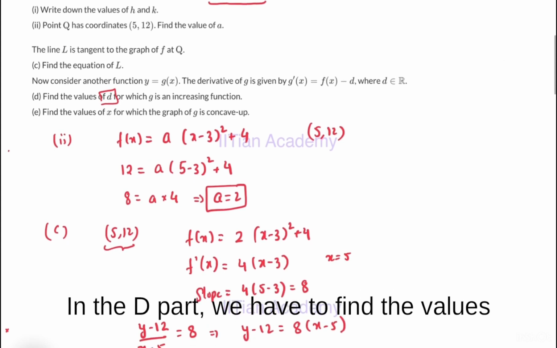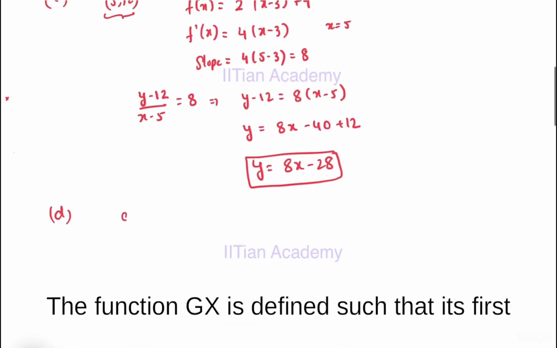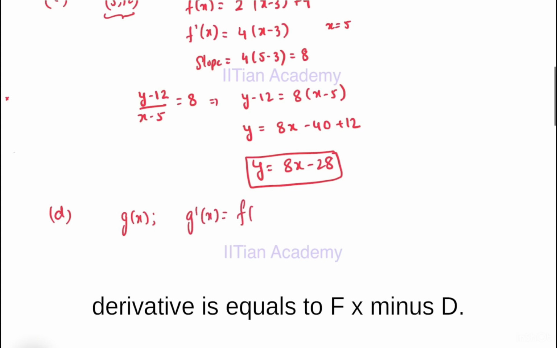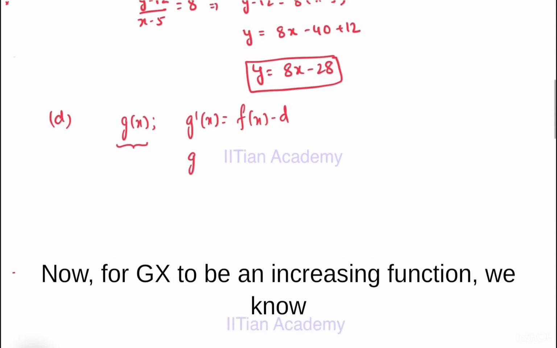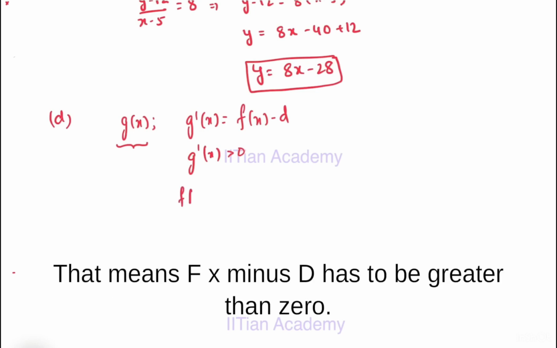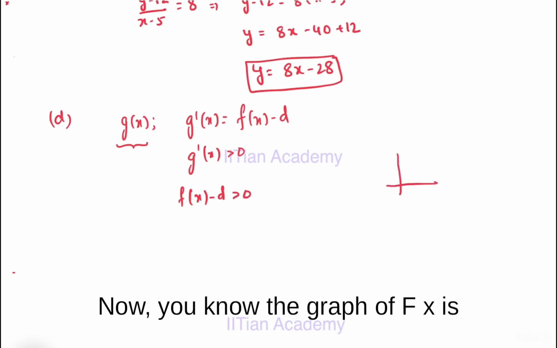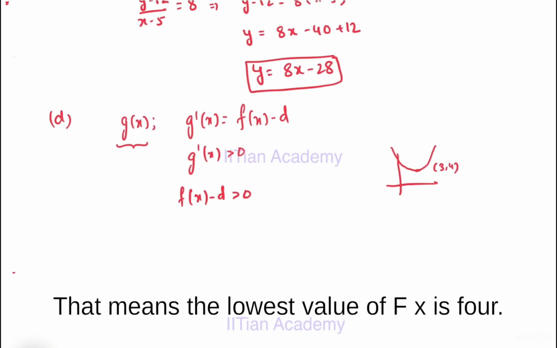In the D part, we have to find the values of d for which g is an increasing function. The function g(x) is defined such that its first derivative is equal to f(x) minus d. Now for g(x) to be an increasing function, we know g'(x) has to be greater than 0. That means f(x) minus d has to be greater than 0. Now you know the graph of f(x) is such that its vertex is at (3, 4). That means the lowest value of f(x) is 4.